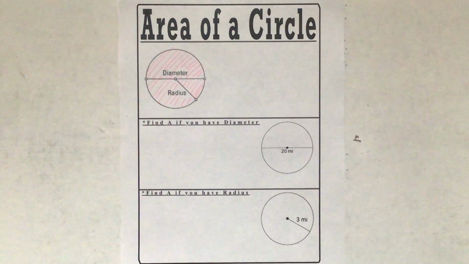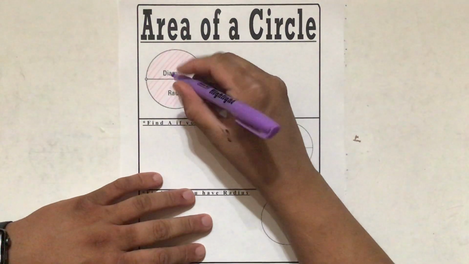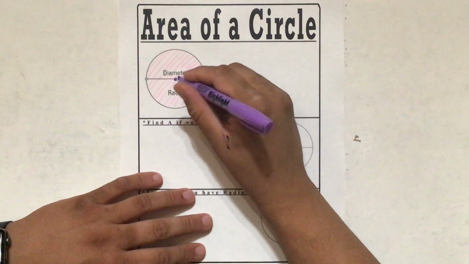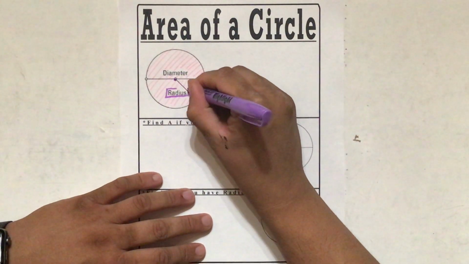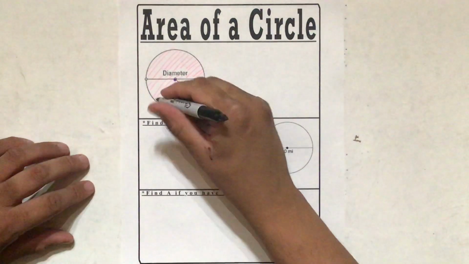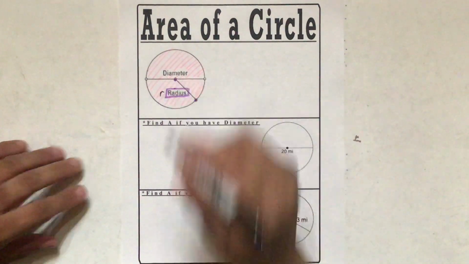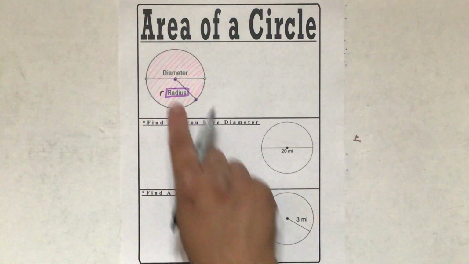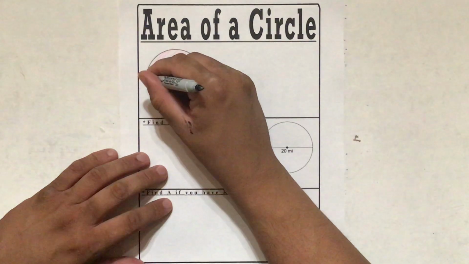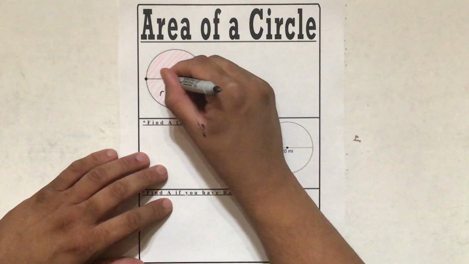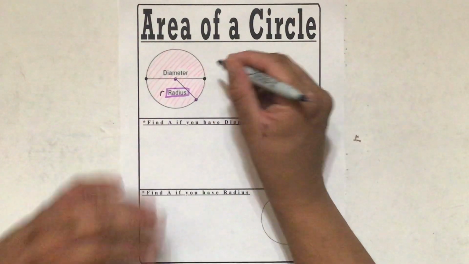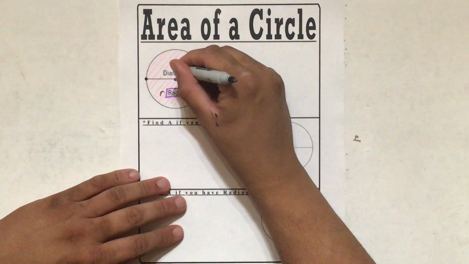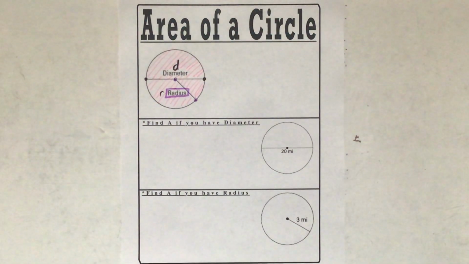Radius should look familiar to you all. The radius is the distance from the center to the side of a circle. And this is the radius, and we usually call that R in our formulas. And then here we have diameter. Remember, diameter is the distance from one side of the circle going all the way through the center to the other side. The diameter goes all the way across, and that was D.